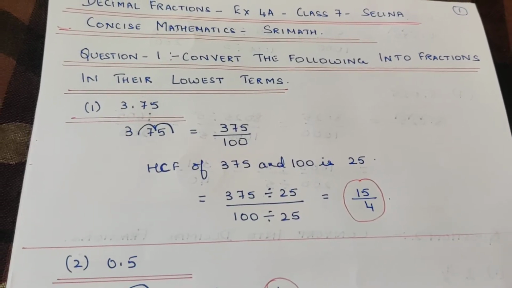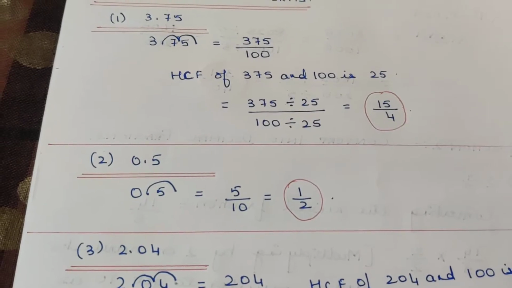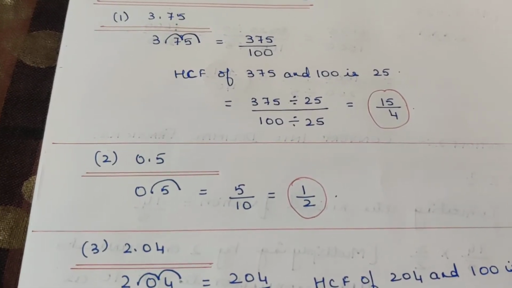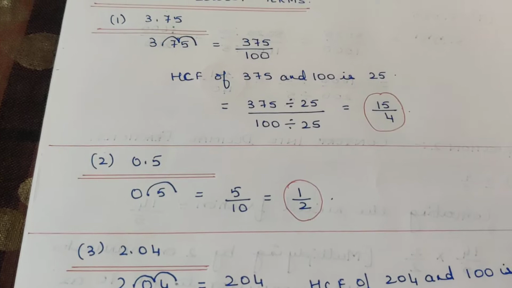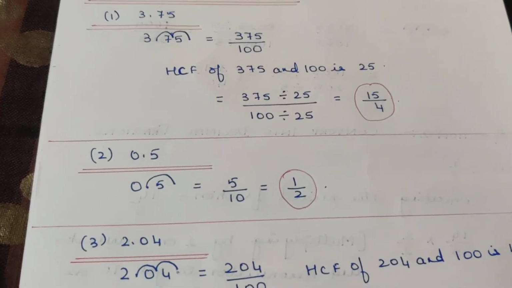Hope this is clear. Next one, 0.5. The number of places after the decimal is 1, so I shift the point by 1 place. So it becomes 5 by 10. That in the simplest form is 1 by 2.